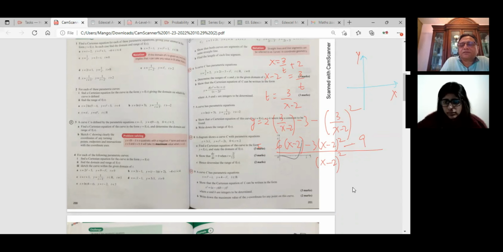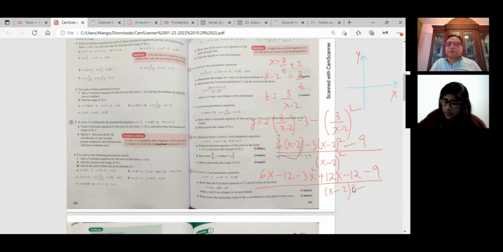You can say x times 6x, open the bracket, minus 12 minus 3 times. When you open this up, x squared, so 3x squared, minus 2ab means 4, 4 times 3, 12, minus 12x plus 12x. And 2 squared is 4, 4 times 3, 12, plus 12. Minus 9 over x minus 2 whole squared. Is that clear to you?